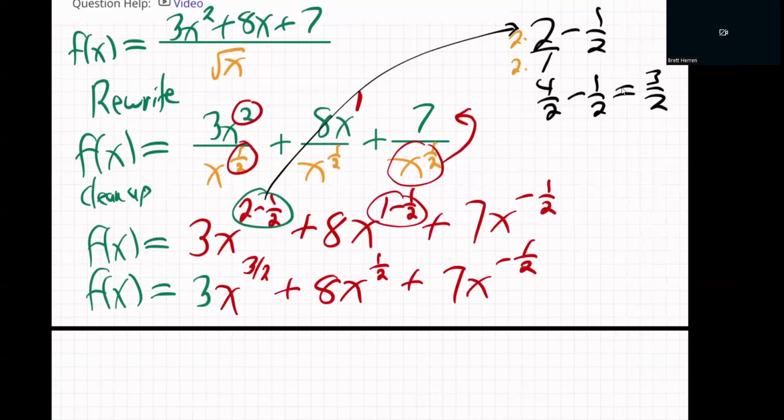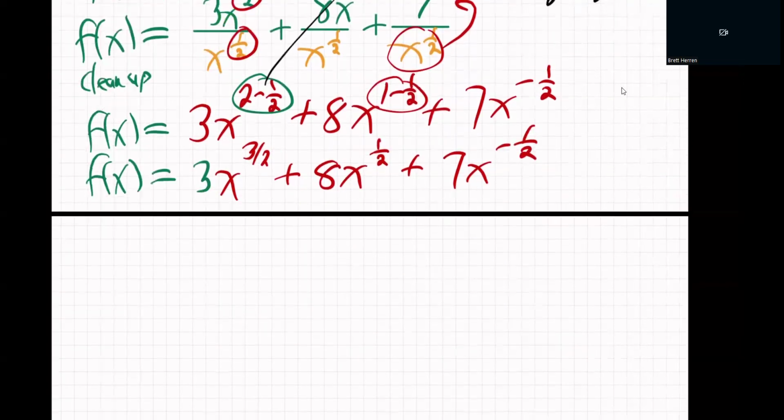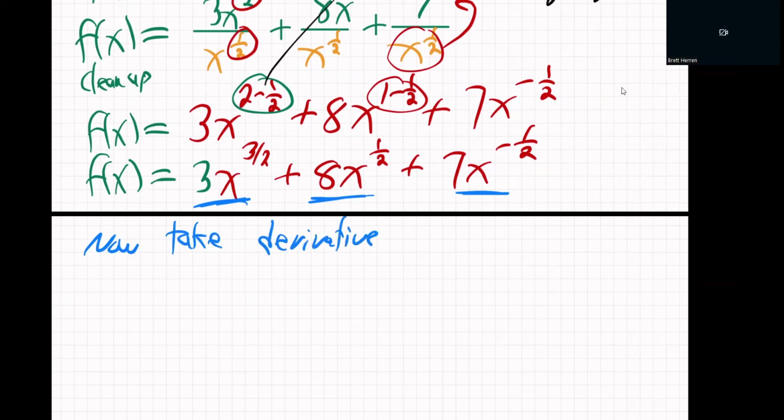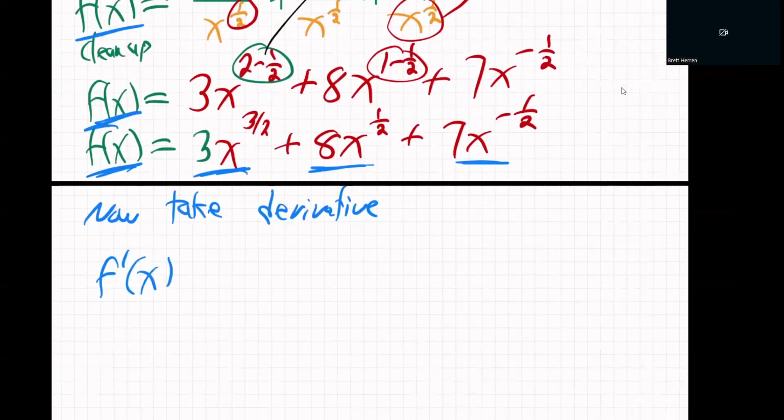All of this has been cleanup. Why did I do all that cleanup? Because now they're nice. Now they're just in the numerator with powers. There's no dividing. So now take the derivative of all three parts. So there's the prime. See how this was f? These were all f, just the original function f. But now it's f prime. Now we're taking the derivative.